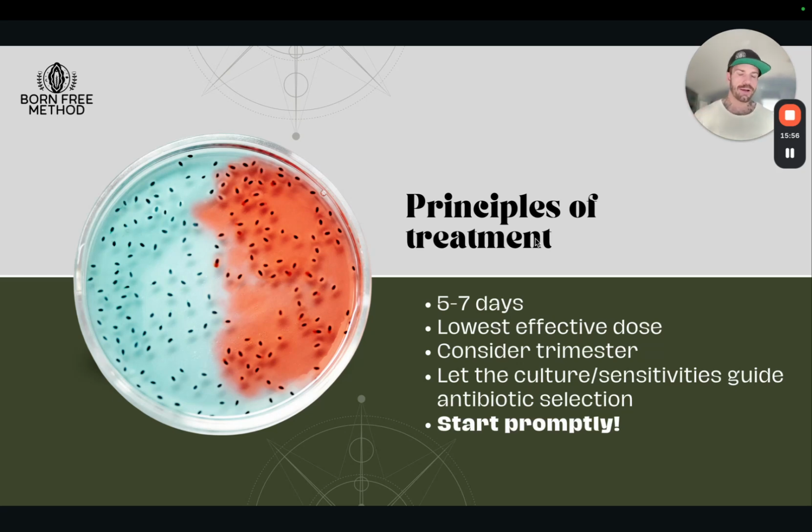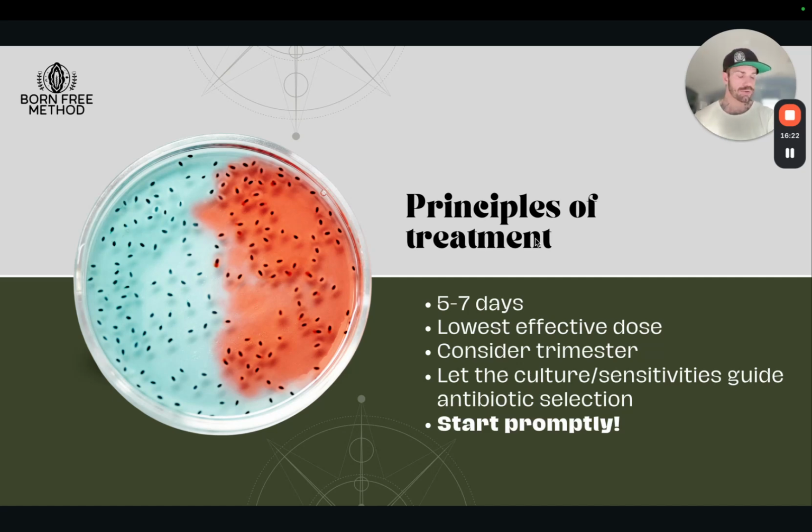There are specific antibiotics that work against different types of bacteria, and so we need to know that, and we need to know where they are in their pregnancy. What's their medical history? Because there are certain people at certain points in their pregnancy that really shouldn't be offered various antibiotics. And we'll look at a sensitivities report in a second. And lastly, the principle of treatment is always to start promptly, especially if you suspect pyelonephritis.